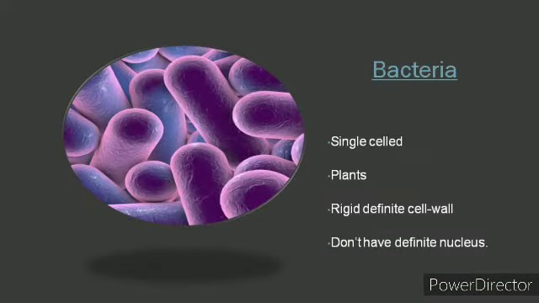Bacteria are single-celled organisms. They are mostly plants, that means they create their own food. They have a cell wall around them which is quite rigid, and they do not have a definite nucleus, so we can say that they are prokaryotic. Prokaryotic means an organism which does not have a fixed or definite nucleus. So bacteria are the prime example of prokaryotic cells.